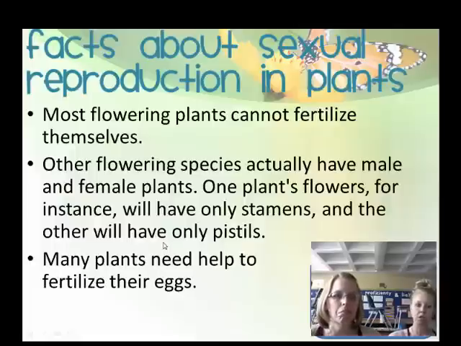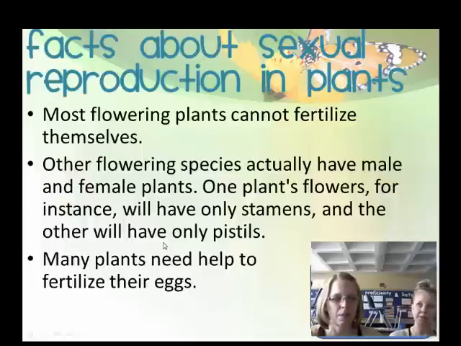So that kind of leads us right into the next one, which is that some flowers only have male parts and some only have female parts, which then means that they obviously cannot fertilize themselves. And then, we talked about that already. Yeah, plants need help to fertilize their eggs. We already kind of touched on that.